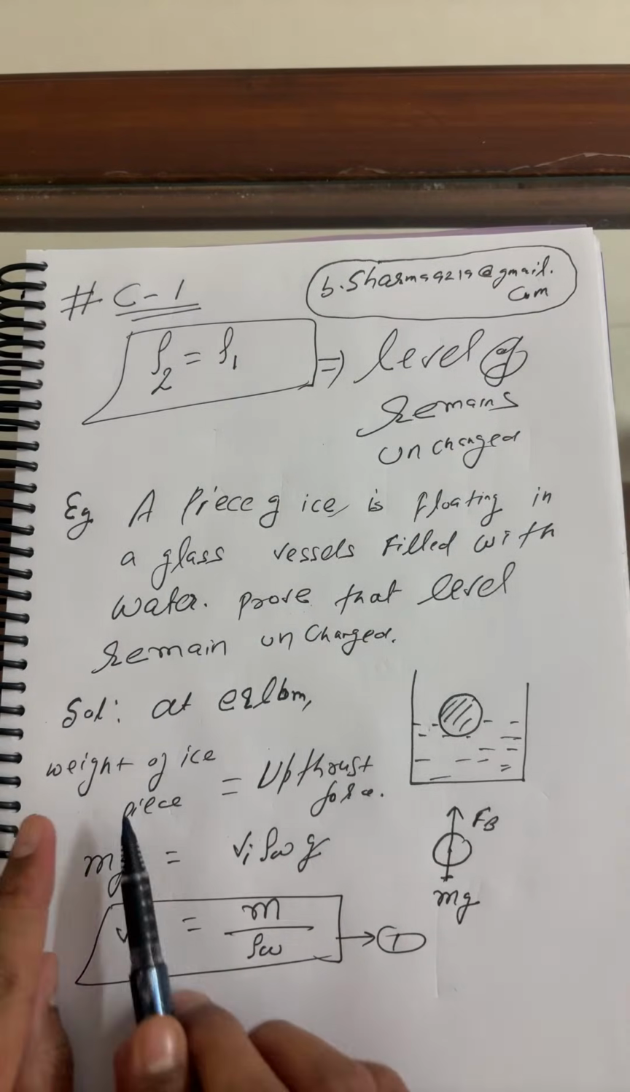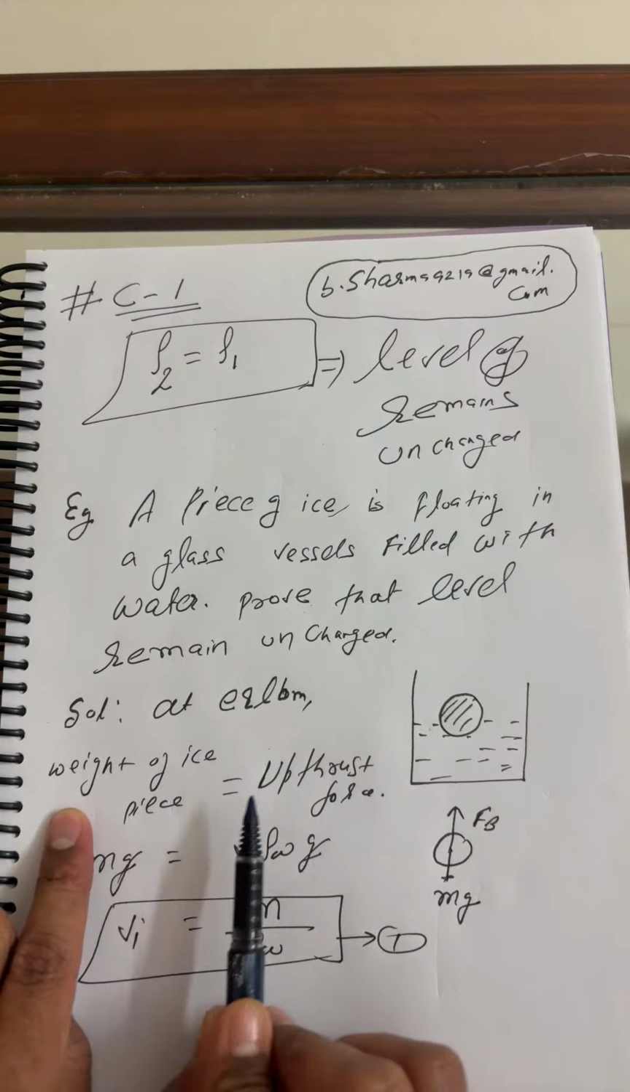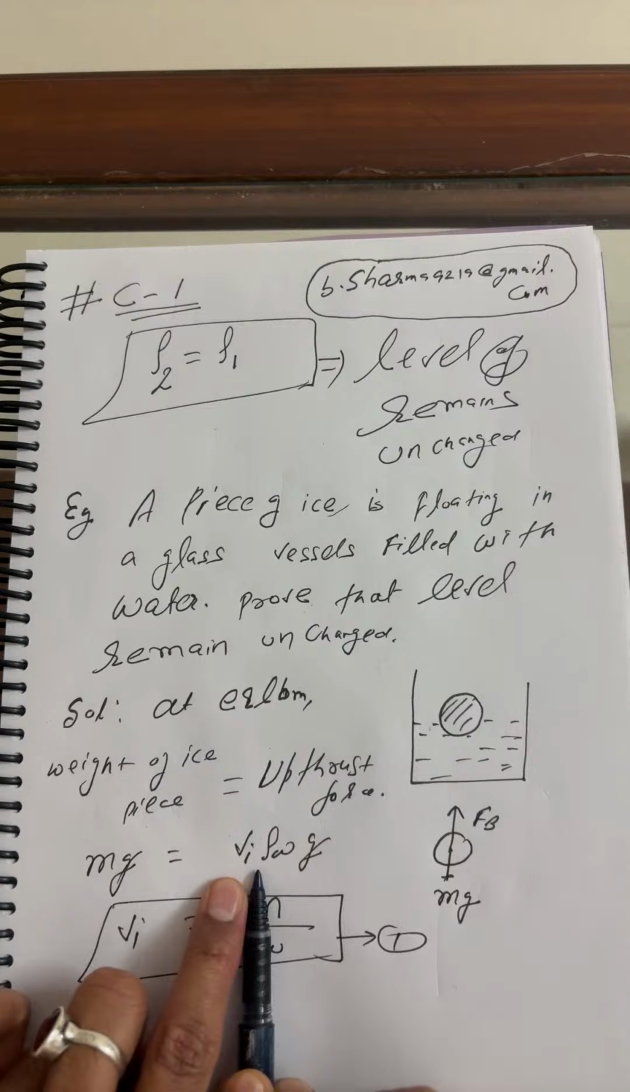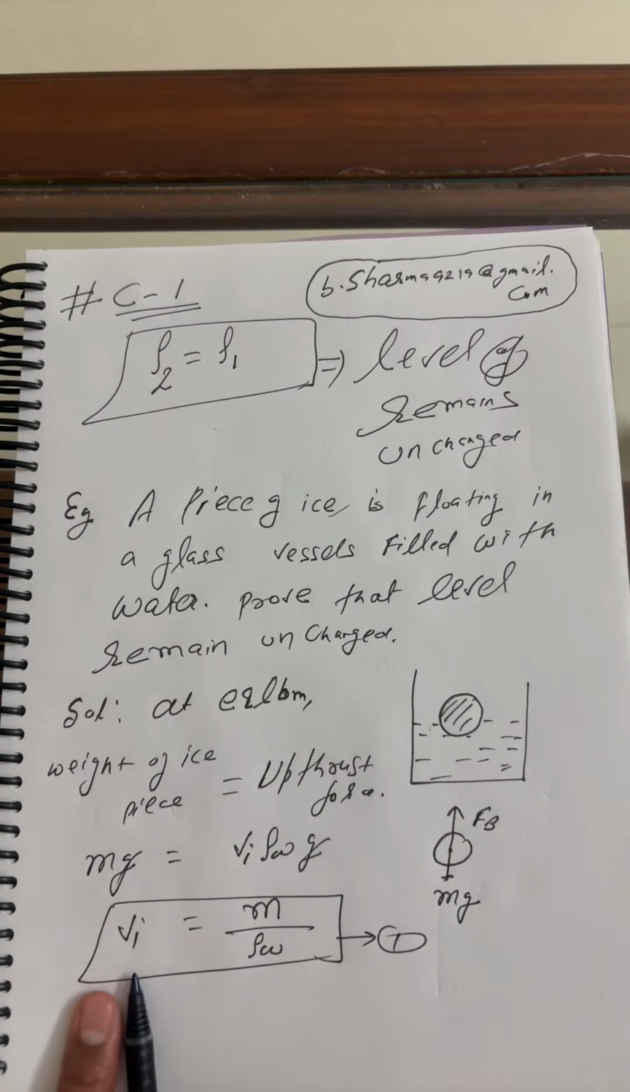So beta, this is the condition. What I can say, weight of the ice piece is equal to the upthrust force. Weight is mg. This is volume immersed times density of water times g. Here, volume immersed is mass upon density of water. Now beta, Vi is the volume of ice immersed in water.